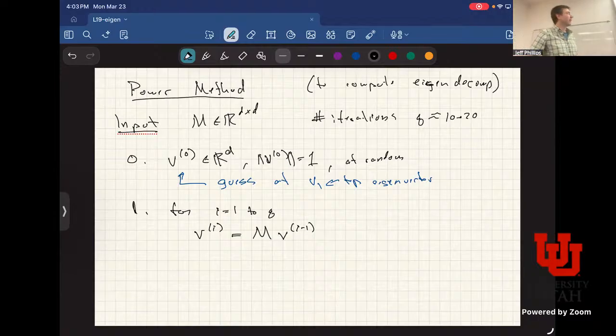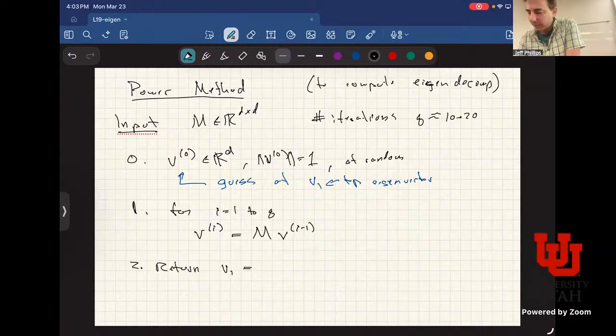Okay, so I'm going to take this vector, the original vector. Initially this is V0 multiplied by M, and I get V1. I iterate Q steps, like 10 to 20 steps, and then we just return the answer.